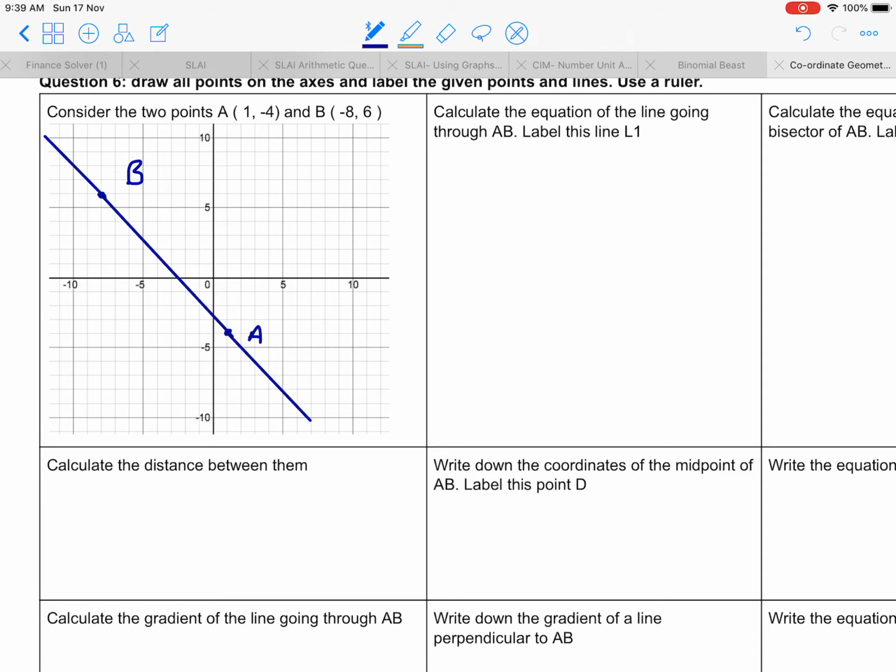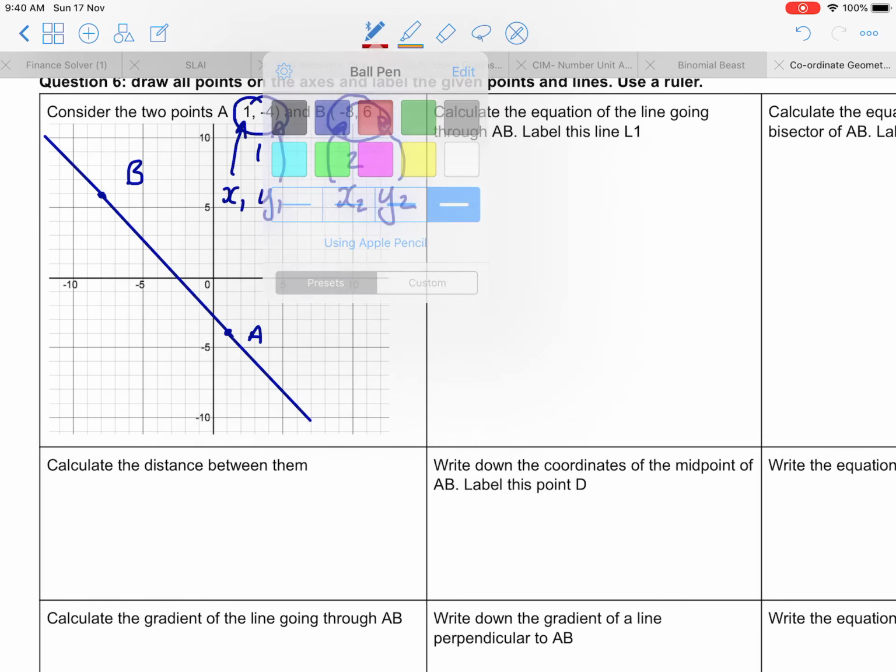Well, you've got a formula, and the formula talks about x1s and y1s. So just call one of the points point 1 and one of the points point 2. And then the first point is x1, y1, and the second point is x2, y2. So you can see that x1 is the 1, y1 is the negative 4, x2 is negative 8 and y2 is 6. So that will help using the formulas. So I'll do a mixture of both formulas and common sense.